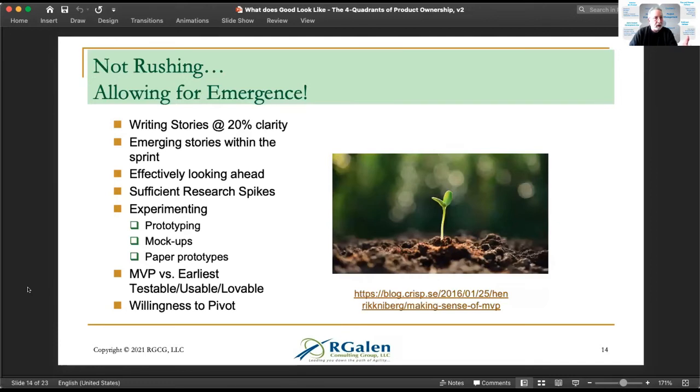Allowing for emergence is something that I want you to think about as a BA. Writing stories at only 20% clarity or 30% clarity. There's a coach, I think Jura Maureen, a coach in Canada, and he has this wonderful curve where he talks about the maturity or the definition of the clarity of a user story. And he talks about, I want stories to enter the sprint planning at about 20 to 30% clarity. And I know that even makes the hair on the back of my neck stick up a little bit, but the point he's making is we don't have to get it 100% clear up front.